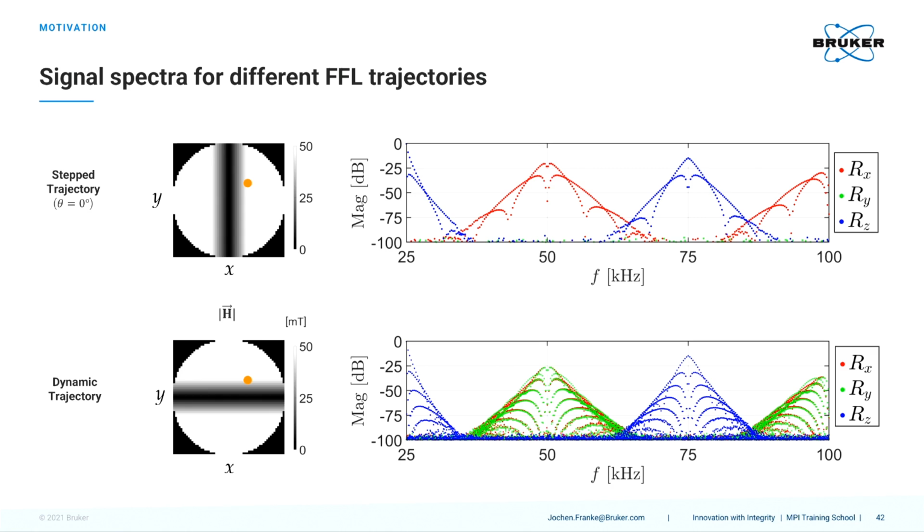Now I have said that we want to have a continuous motion combining translation and rotation, and if we do so, and we acquire for this point, the spectra look completely different, right? So it is very unsparse. So we have signals in Y channel, we have in X channel, and we have in Z channel. In all three channels we will receive signals.